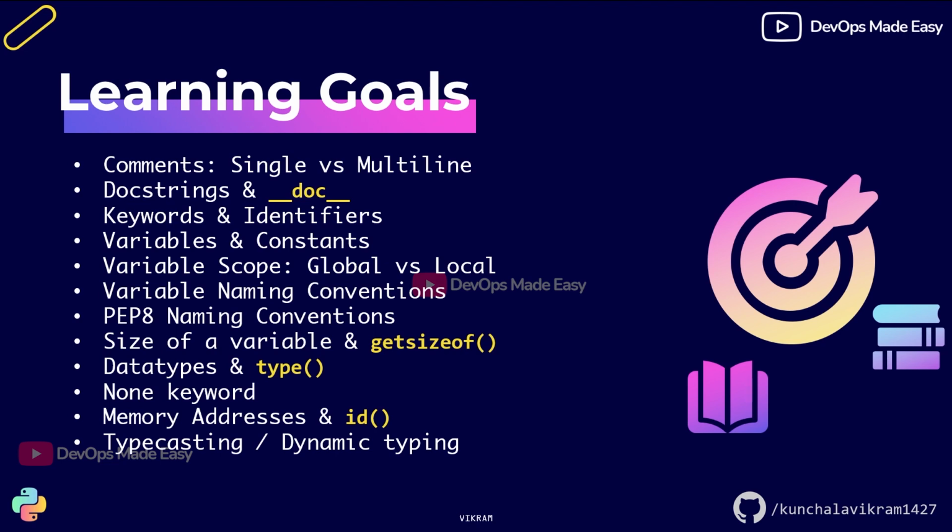How do you find the memory address? So we say that every variable is stored in the memory, so that means it should have a memory address. How do you find the memory address of a variable using the id function? And at the last we'll see how to convert from one data type to another data type, which we call it as typecasting in any programming language.